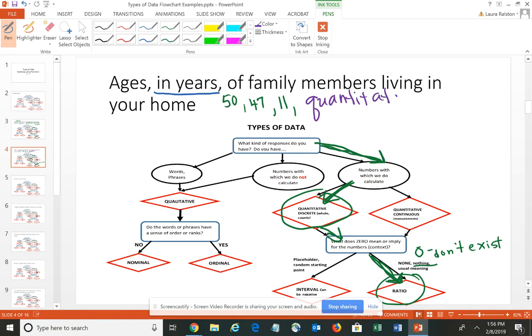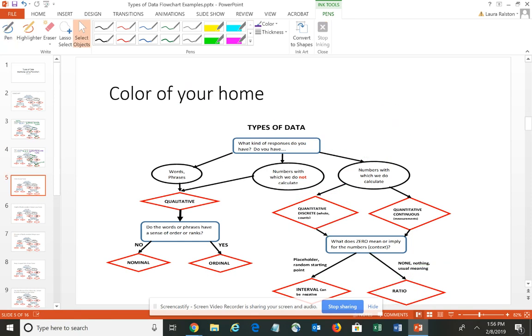It's obviously a number. It's discrete because it's a whole number, and it's at the ratio level of measurement. Next, the color of your home. So again, as you begin thinking about the flow chart, think about what kind of response you would get. What if I come up to you and I say, what color is your house?